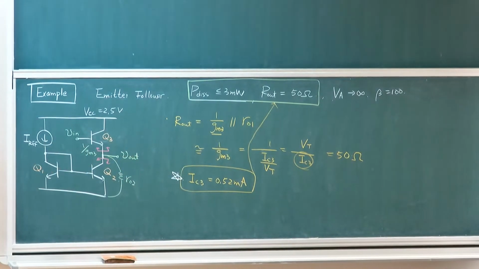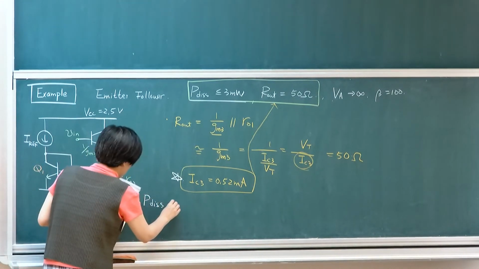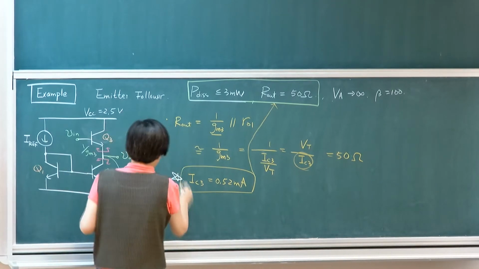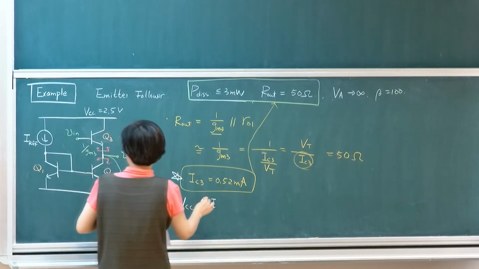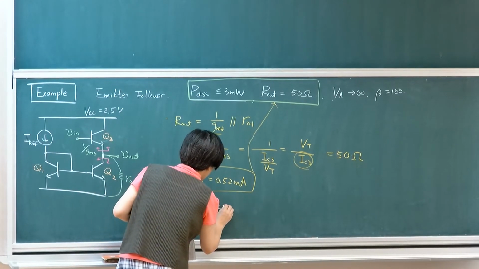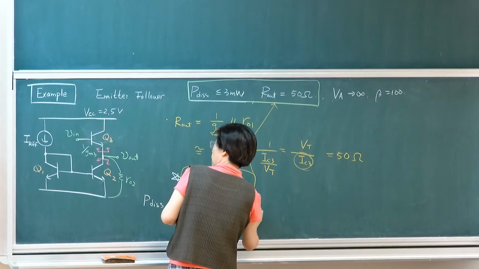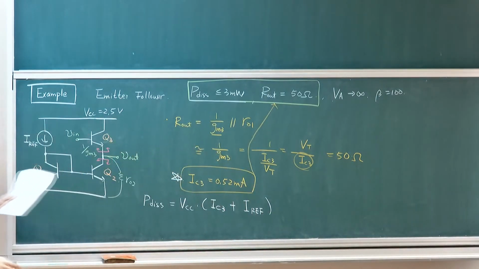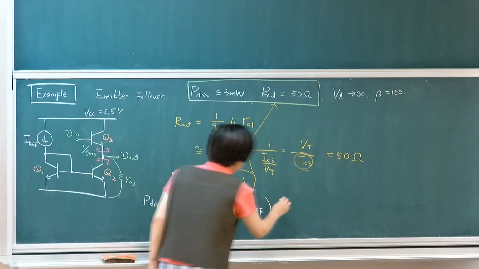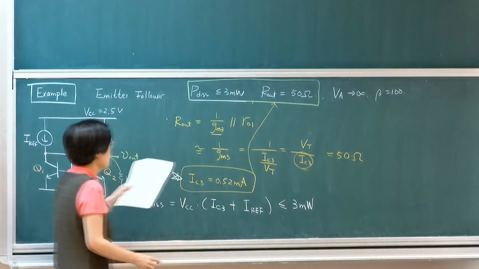And then the other is that you minimize your overall power dissipation. So the power dissipation will then be VCC times the overall current. So that will be IC3 plus I reference. Okay? So we know that this needs to be smaller than, you just want to make sure it does not exceed 3 milliwatts, the maximum power.